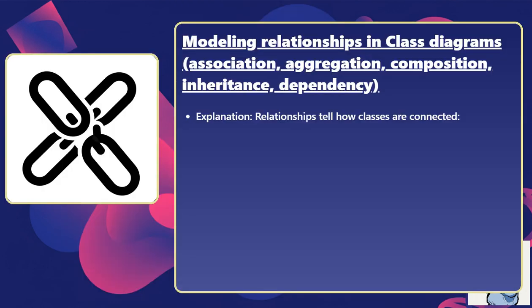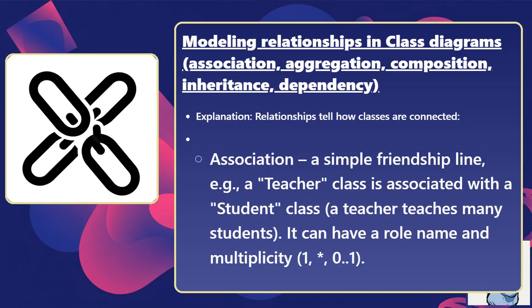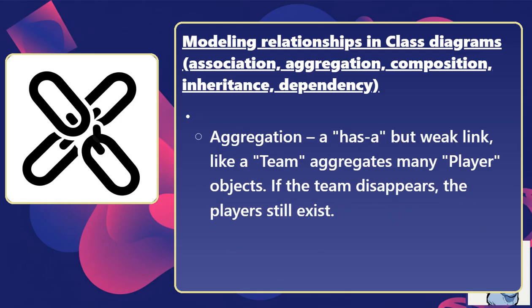Relationships tell how classes are connected. Association is a simple friendship line. For example, a teacher class is associated with a student class. A teacher teaches many students. It can have a role name and multiplicity, 1, star, 0 to 1. Aggregation is a has-a but weak link, like a team aggregates many player objects. If the team disappears, the players still exist.